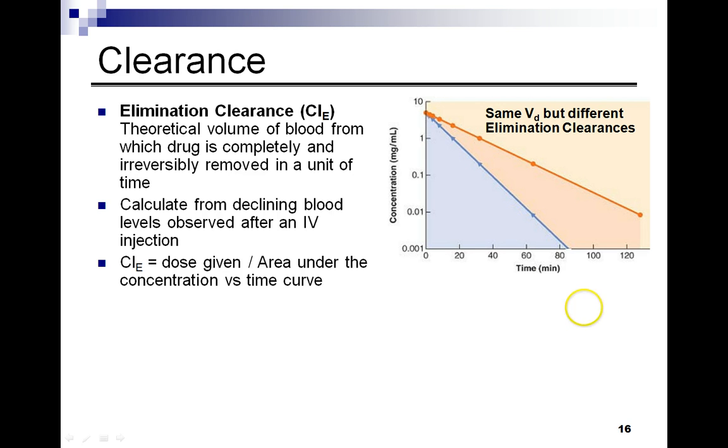This image from the text just shows how you can have a drug given to two patients who both have the same volume of distribution, but in one patient the drug concentration falls off a lot more rapidly, and in the other patient it falls off a lot more slowly. What's the difference? The difference is in their elimination clearances. One patient is able to clear drug a lot more quickly.